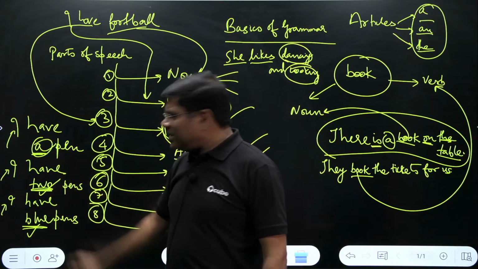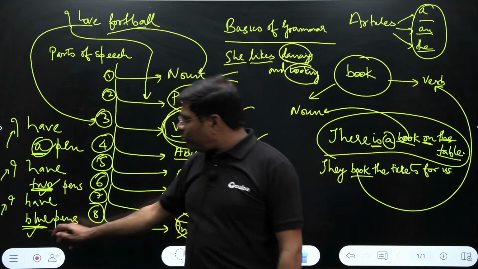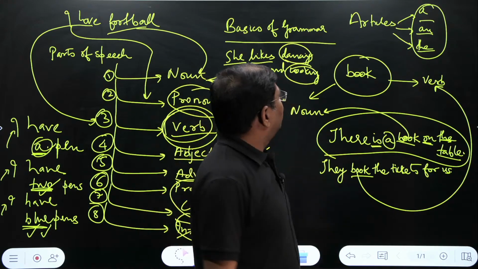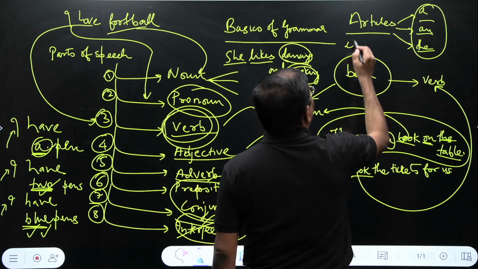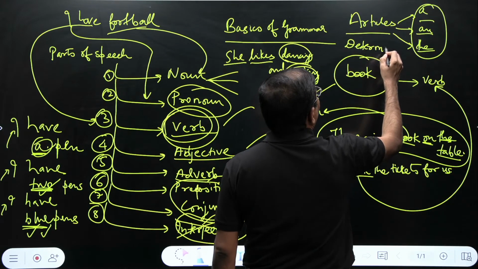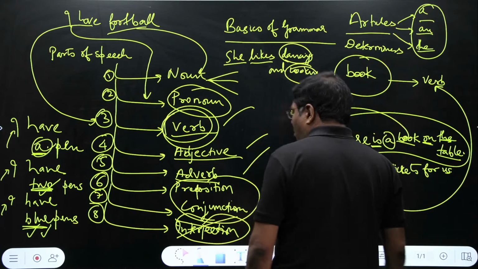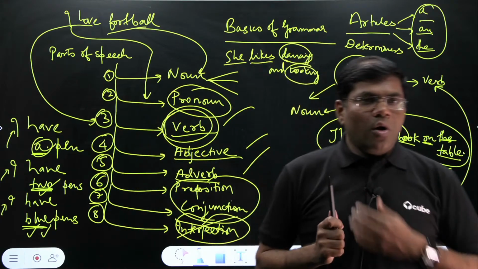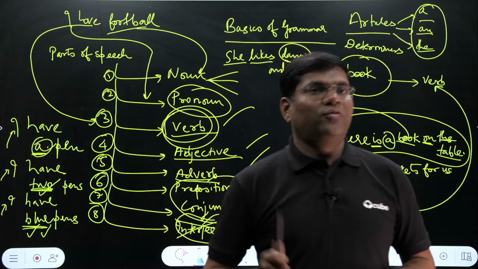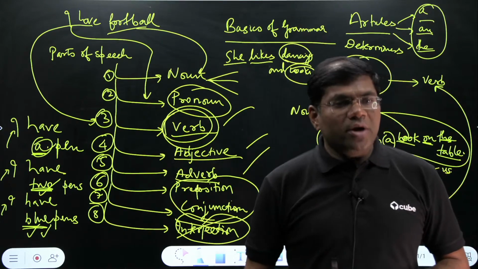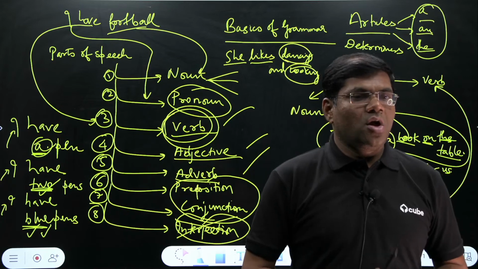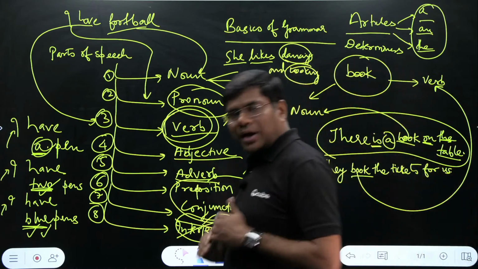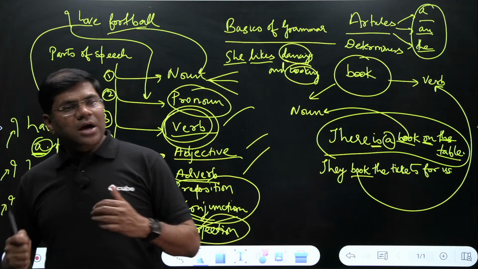So if you look at all these, they're all acting like adjectives, though this is a proper adjective and this is not a proper adjective. All articles come in the category of determiners and all determiners are adjectives. Please understand, this is very important. All articles come in the category of determiners and all determiners are adjectives at the end of the day.